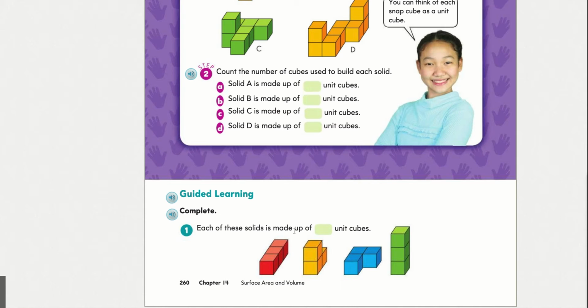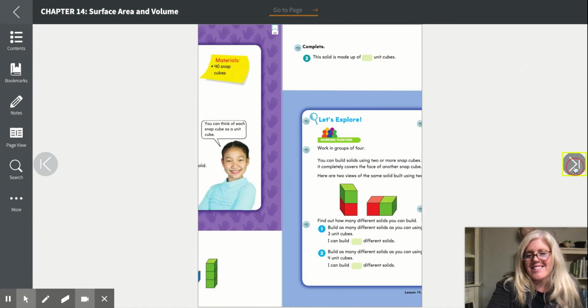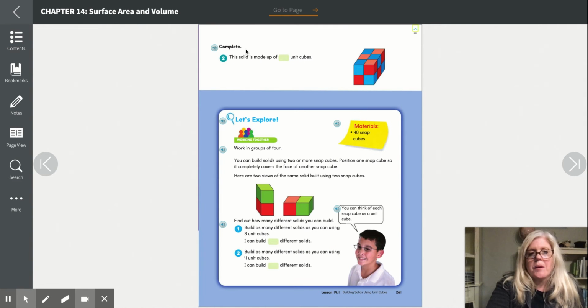Each of these solids is made up of blank unit cubes. So there's 1, 2, 3 in this one, 1, 2, 3, 1, 2, 3, 1, 2, 3. We're just practicing looking at them in different configurations and recognizing that there's 3 cubes in that shape. And this one, how many would you guess are in this little structure of unit cubes? So we have 1, 2. Did you guess 12? Yep, that's it.